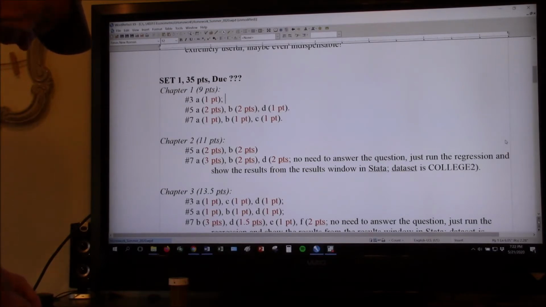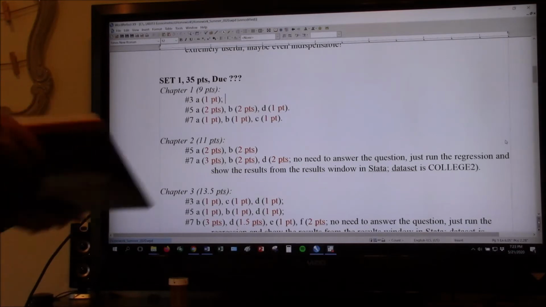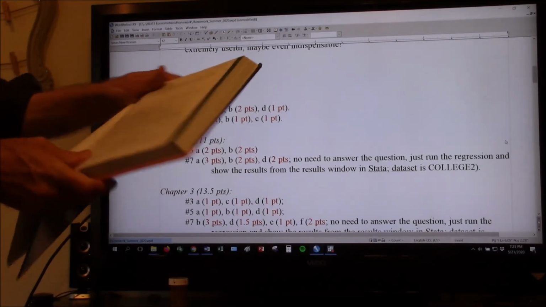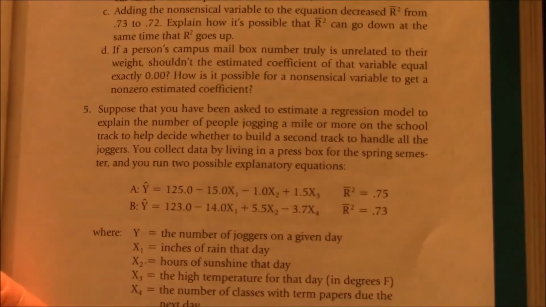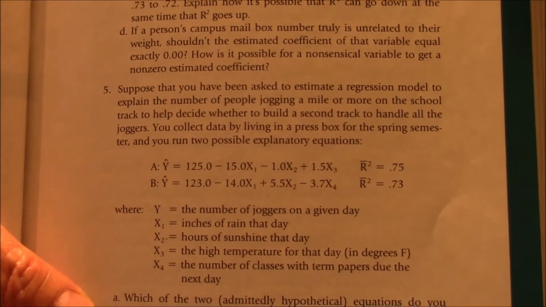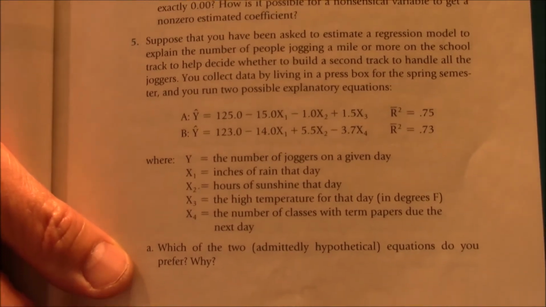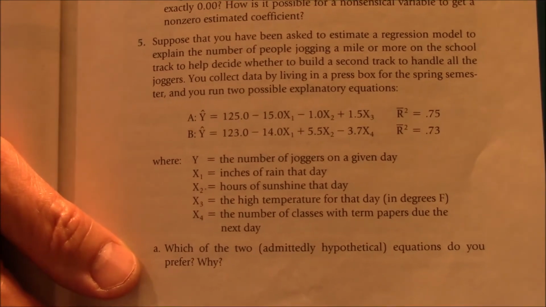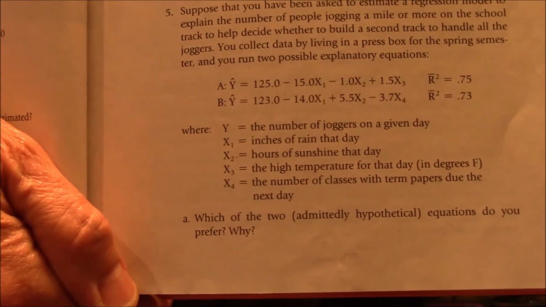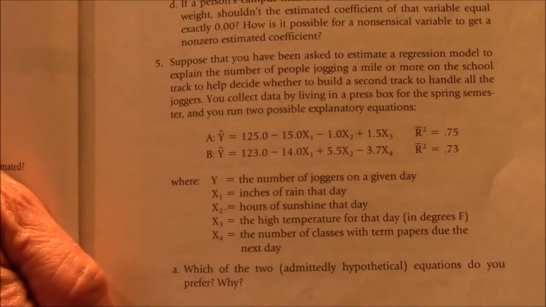Okay, number 5. He's had this question in there for a long time. I want 5A and 5B. Here's some good stuff. You got a regression here explaining the number of people jogging a mile or more on the school track to decide whether or not you need to build a second track. And then he's got all these variables that are included in each one. And on part A, it says, which one of these two would you prefer?